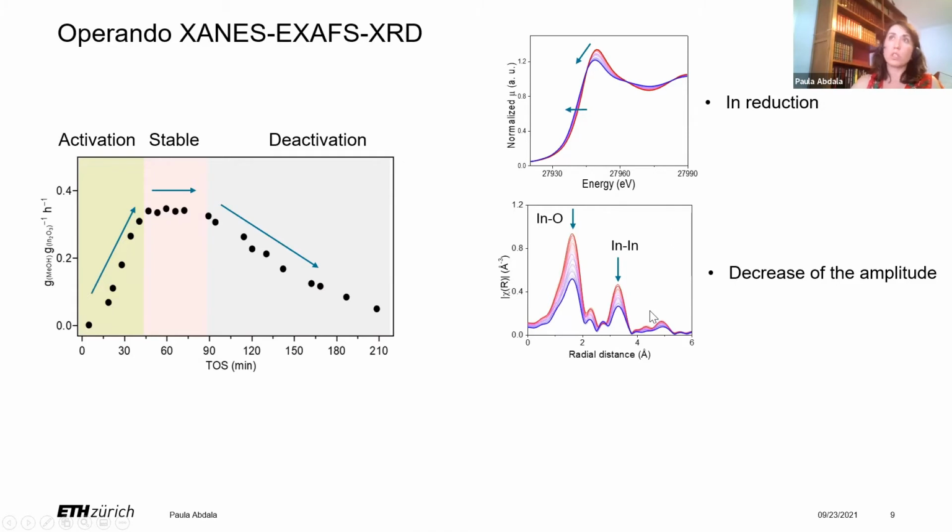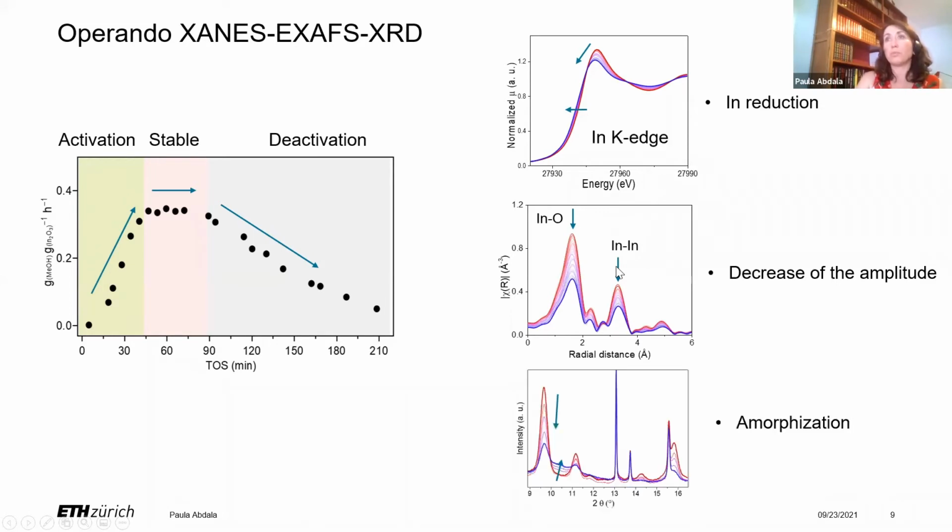Both the indium-oxygen and indium-indium shells decrease in intensity here in the Fourier transform of the XAS data. And when we look at the powder diffraction, what we observe is that the indium oxide Bragg peaks decrease in intensity, and there is a development of an amorphous halo. So we can extract a more quantitative analysis of each of these datasets and plot it against time on stream.